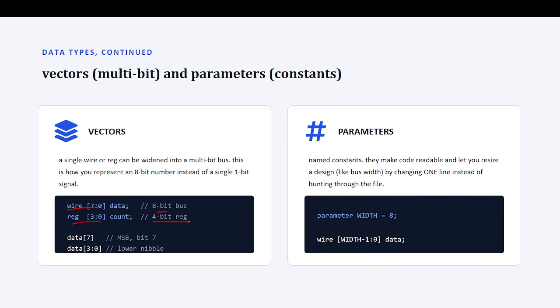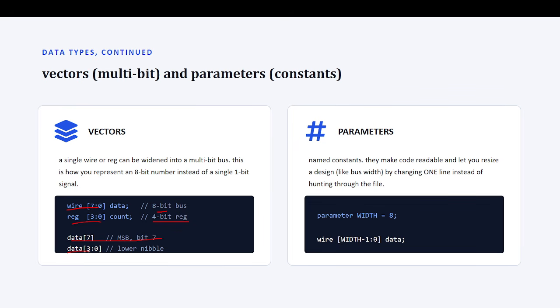You can access individual bits or ranges using square bracket indexing. You can see here we are using square brackets. data[7] gives you just the MSB, bit 7. data[3:0] gives you the lower nibble, bits 3 through 0. This is called bit slicing and you will use it constantly, for example, when you need to separate an opcode field from a data field within a single instruction word.